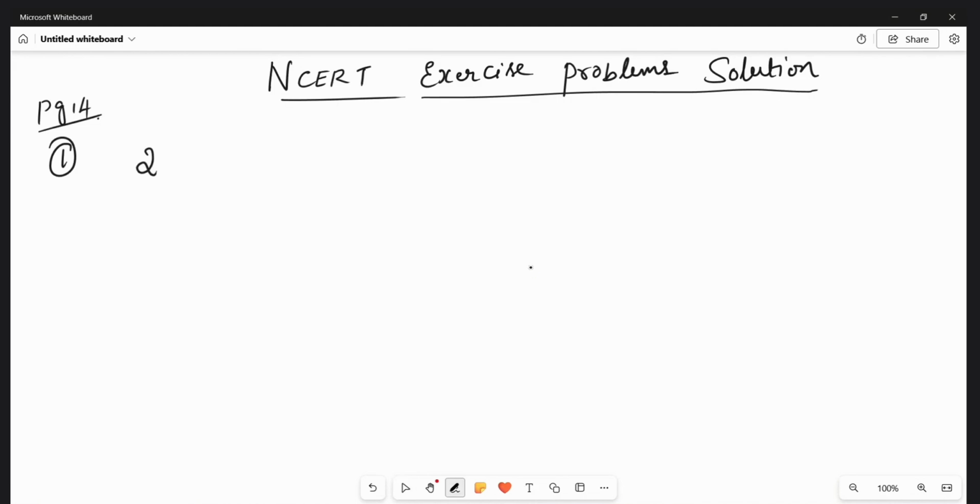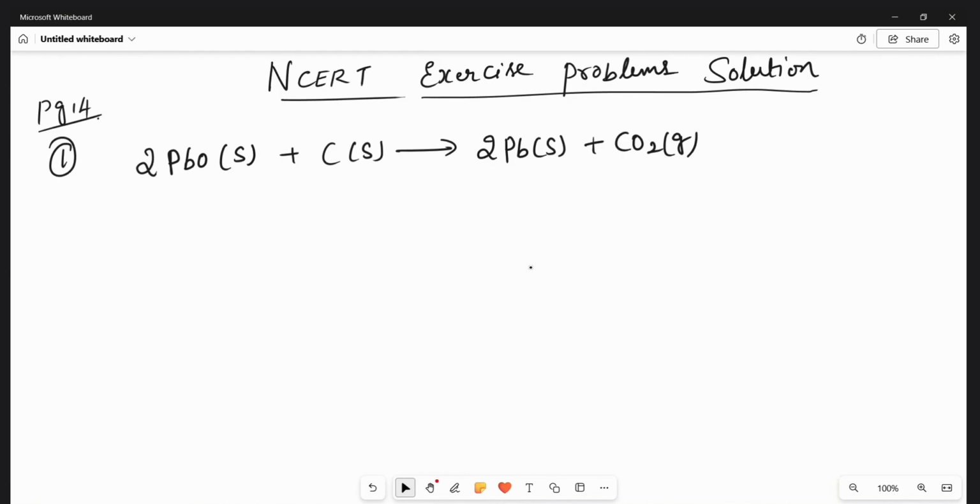The reaction is 2PbO plus carbon, we get 2Pb plus carbon dioxide gas. So what we have are options: lead is getting reduced, carbon dioxide is getting oxidized, carbon is getting oxidized, or lead oxide is getting reduced. Which options, one or two, are correct?